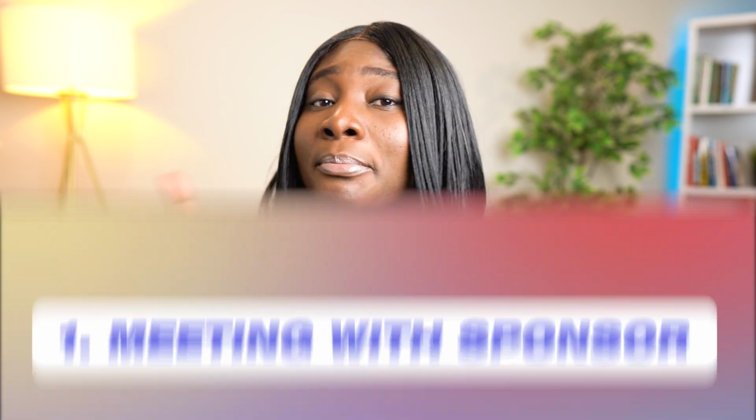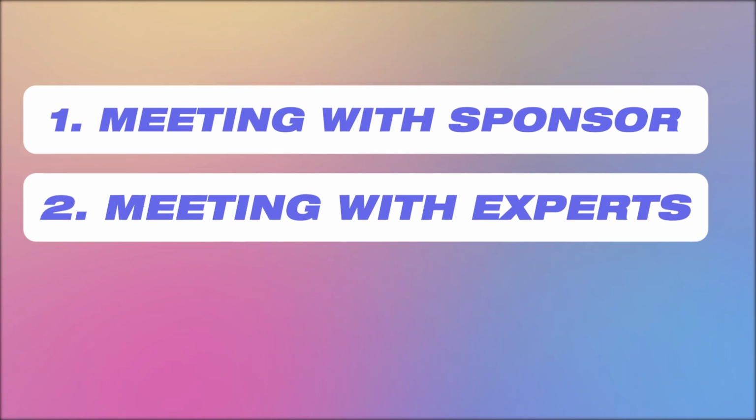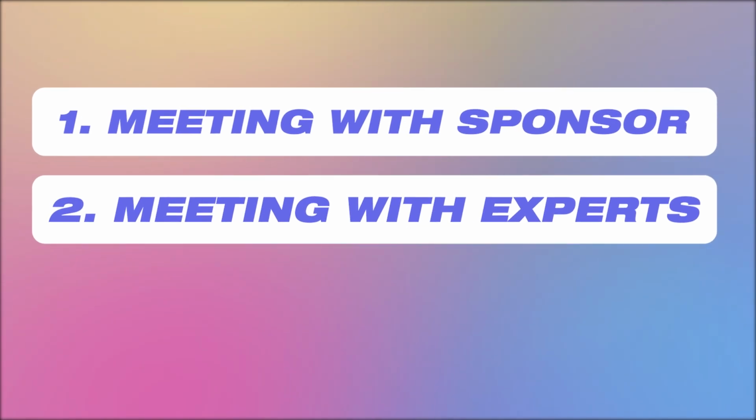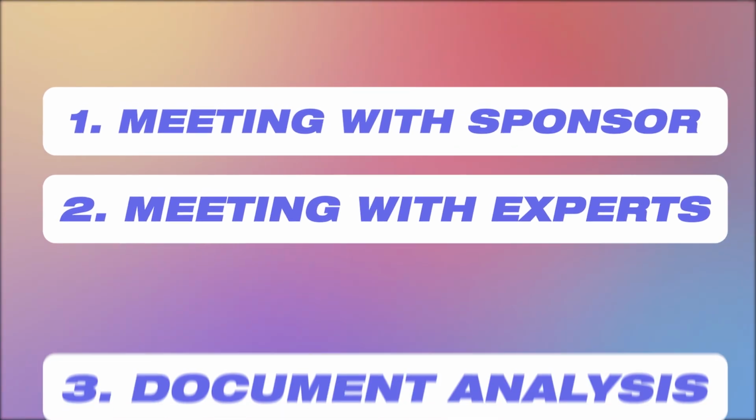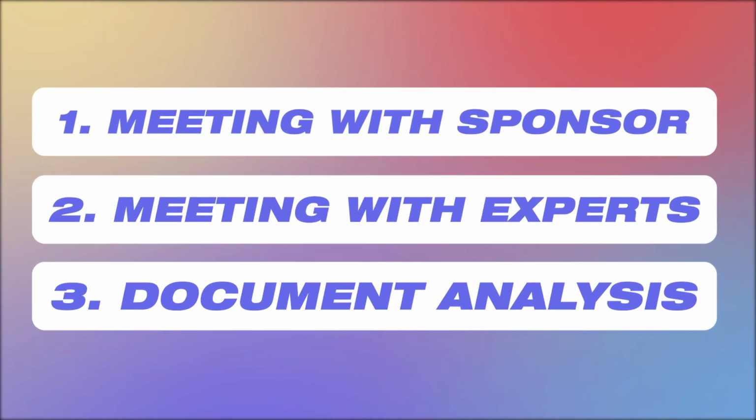So the first thing, remember, is meeting with your sponsor. The second is having a meeting with another project manager who has done a similar project. And the third thing that you can do to identify stakeholders on your project is document analysis, reviewing either existing agreements or even your project charter to be able to see who are the key stakeholders that have been identified.